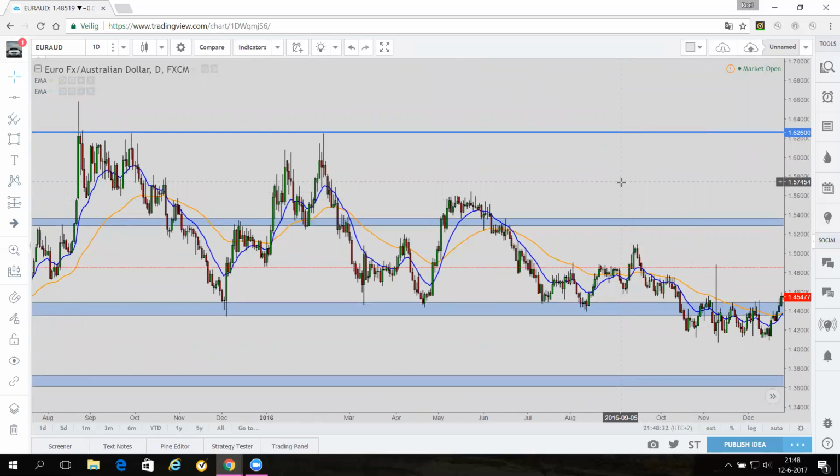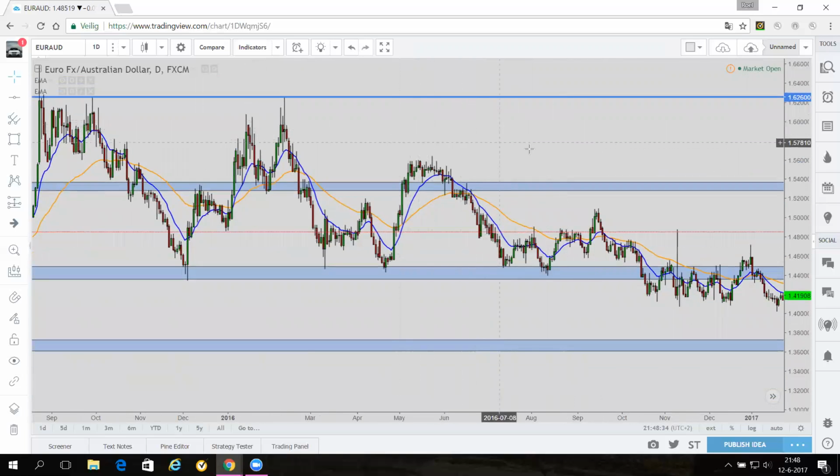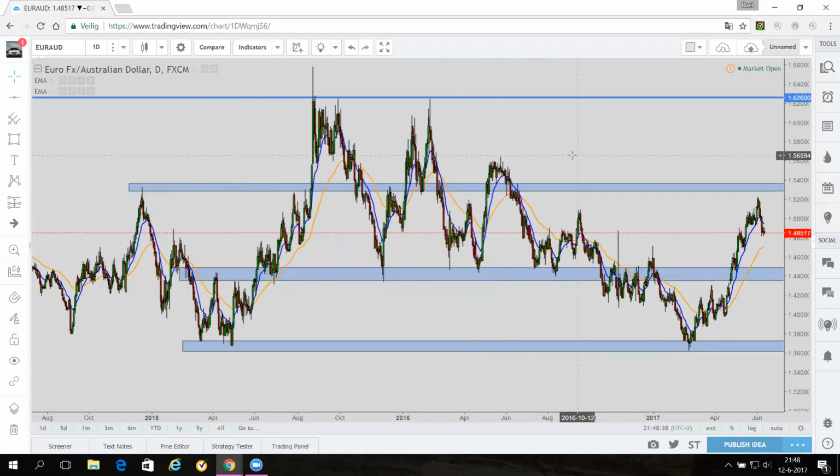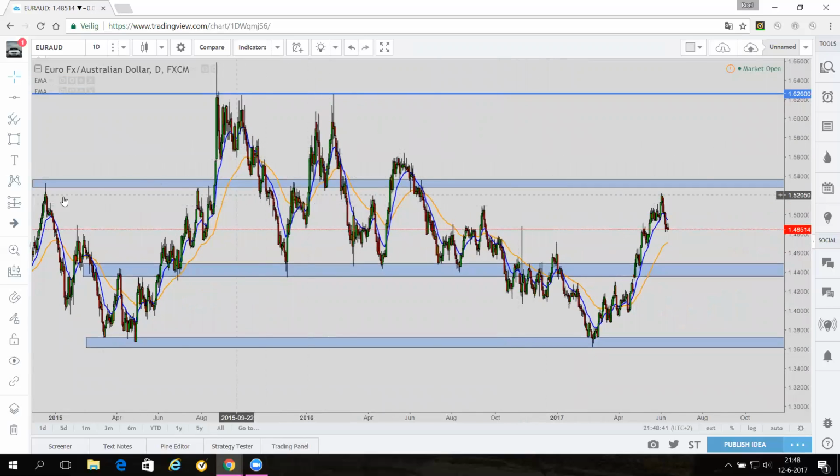Another way of support and resistance, so again, price action, is by using trend lines. I'll see if I can draw one out right here. There's one right here.